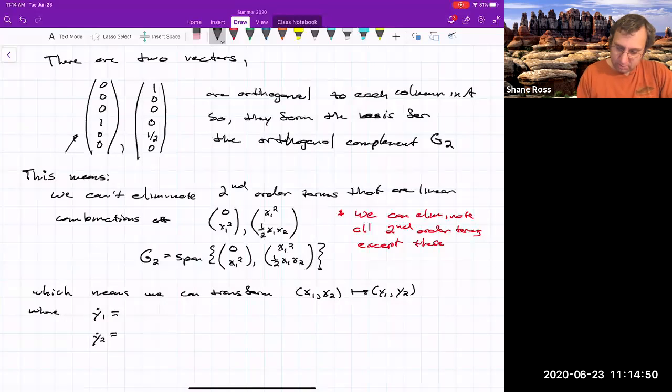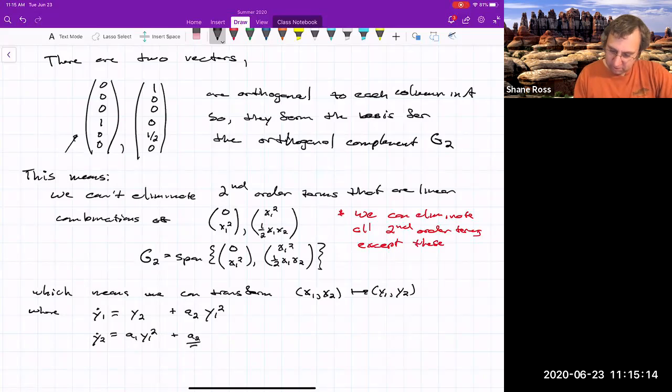We've got, this will be y2 plus a2 y1 squared, and then this is a1 y1 squared plus a2 divided by 2 y1 y2, and just leave the third order terms for later.